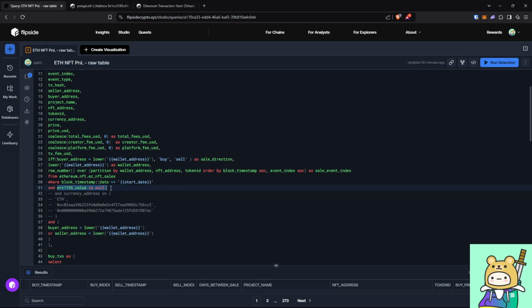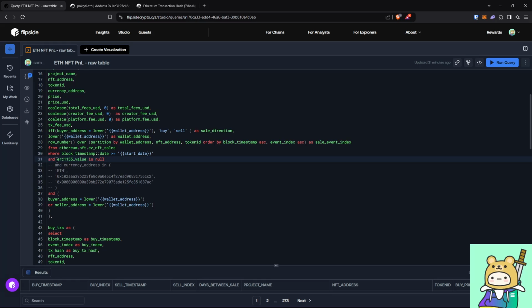And then I am filtering for not ERC 1155, which means I'm filtering for ERC 721s, which is the typical one out of one NFT standard. The reason for that is because when you're dealing with ERC 1155s, it's almost like ERC 20s, and there can be multiple quantities of a specific token ID. And so I don't want to deal with all that. I just want to look at classic 721s.